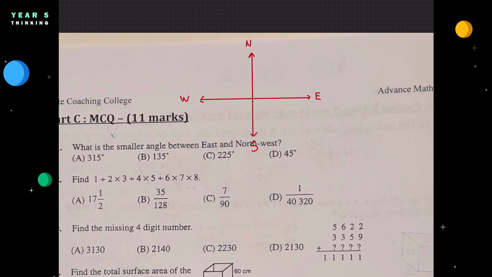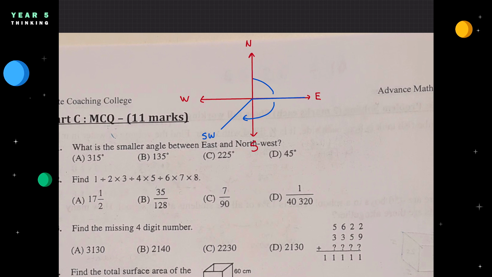Alright, now it says what's the small angle between east and southwest? Now southwest, where is southwest? Southwest is halfway between south and west, so it'll be here. This is southwest, and east would be here. So it says what's the small angle? Well, if we go from east to southwest, we can go this way, or we can go this way. Which one's a smaller angle? The smaller angle is obviously this one, right?